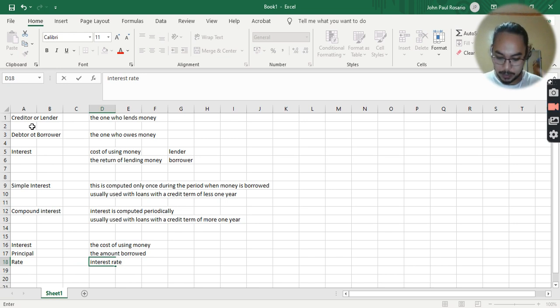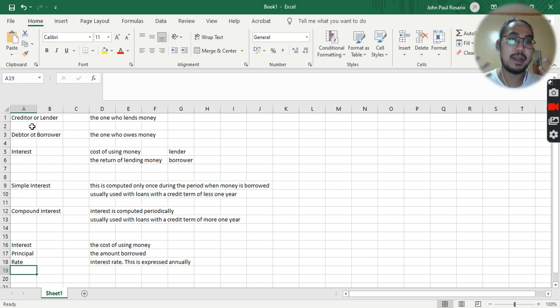So this is the percentage wherein makita nimo kung pila ang anakon sa principal for that particular period. Usually this is expressed in years. So this is expressed annually. So, annual siya nga periods. For example, 12% annually. So kung silent, 12%, meaning 12% na siya for the whole year.